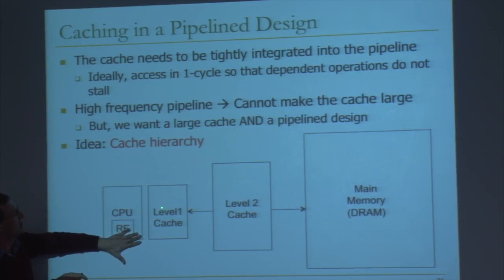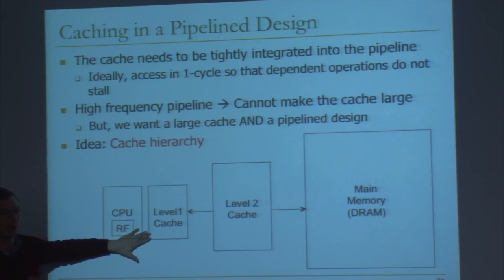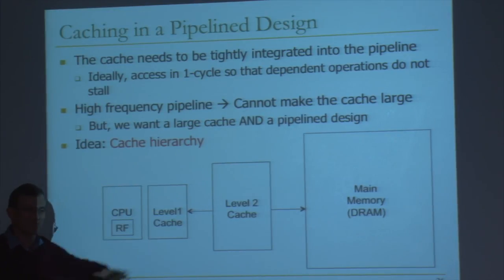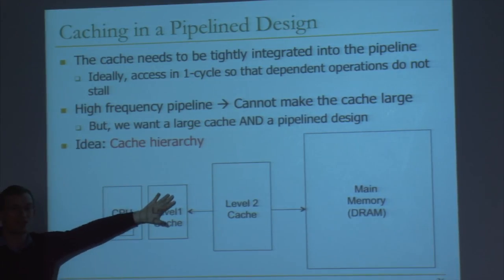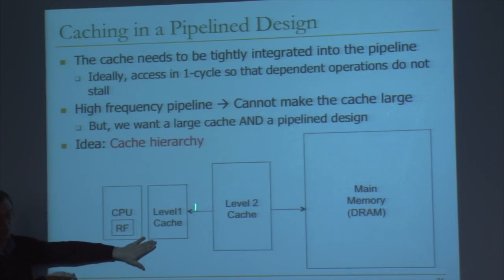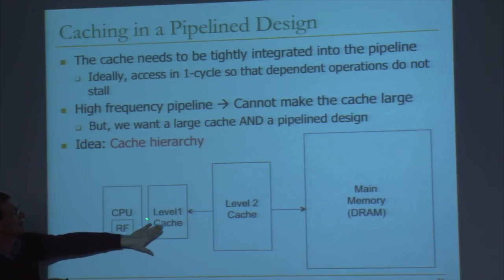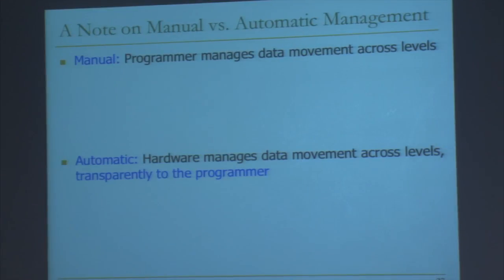If you make the cache larger than some amount, it'll take too long to access the cache, and then you'll start having bubbles in your pipeline. Well, you could tolerate some of that latency with out-of-order execution, but still, your design becomes more complex as you increase the latency to your L1 cache. That's why L1 caches are tightly integrated with the CPU. Certainly, register files are very tightly integrated with the CPU.